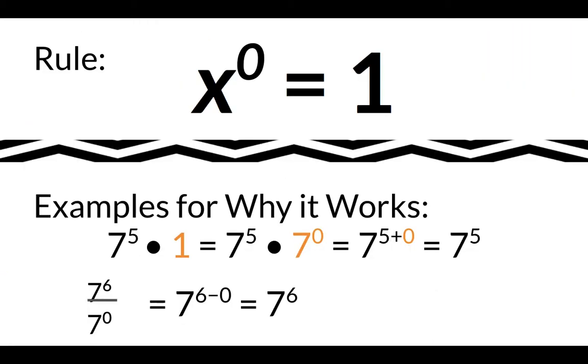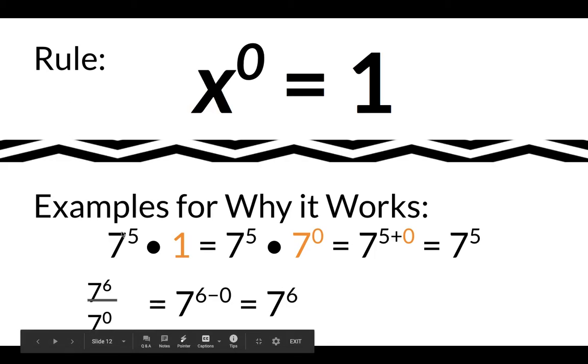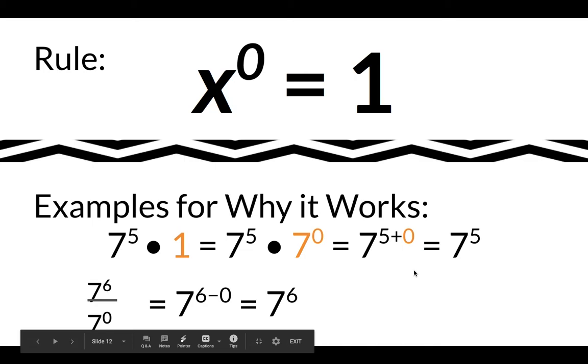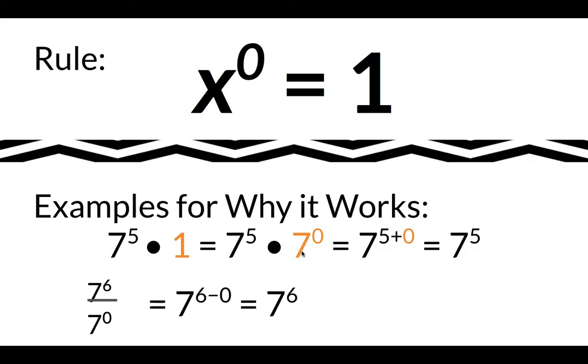Remember our rule, any number to the 0 power equals 1. To show how that works, if we had 7 to the 5th power, and we multiply that times 1, it'll be 7 to the 5th power. Well, if we took that 7 to the 5th power and multiply it times 7 to the 0 power, in our rules that we know, we have to add our exponents. 5 plus 0 is 5. So that's telling us if we knew that 7 to the 5th power times 1 is 7 to the 5th power, we should know that anything to the 0 power is going to be 1.